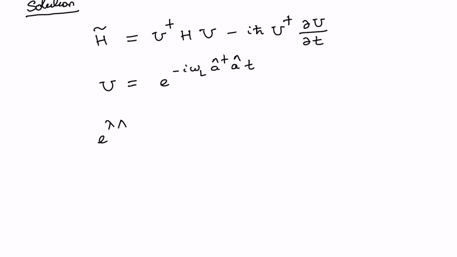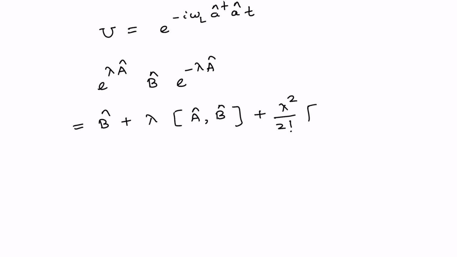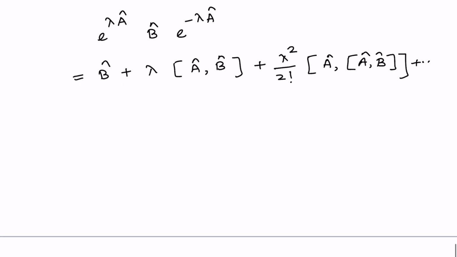e to the power lambda A b e to the power minus lambda A is equal to b plus the commutator between A and b multiplied by this constant parameter lambda, and we have the term lambda squared by 2 factorial, the commutator between A and the commutator [A, b], and we'll have all higher order terms. Now let us work out certain terms first.